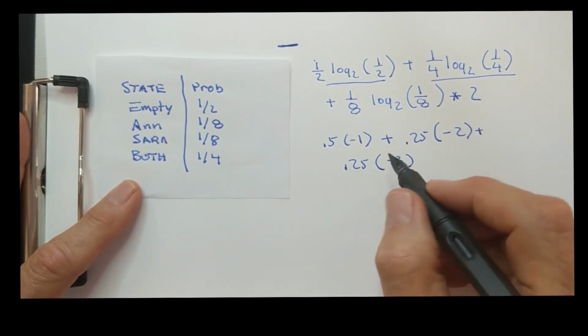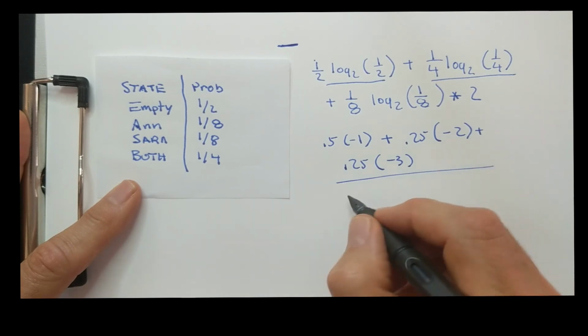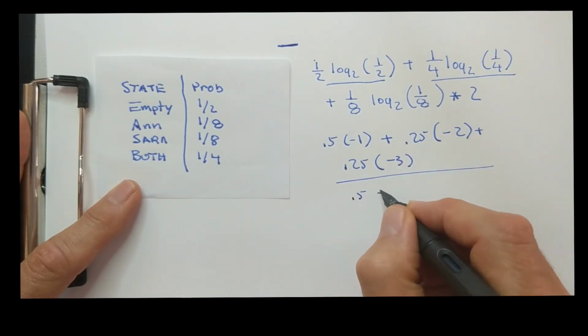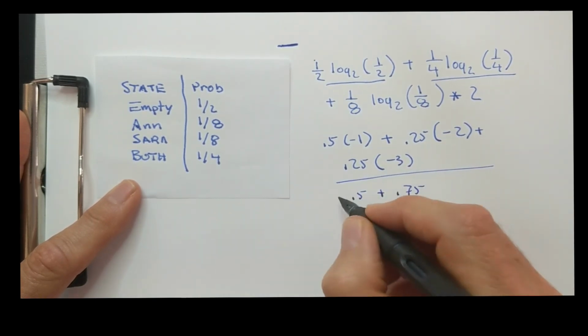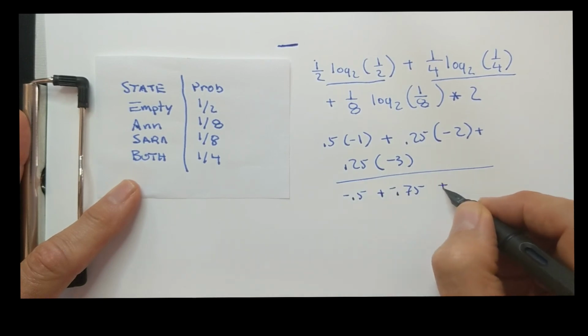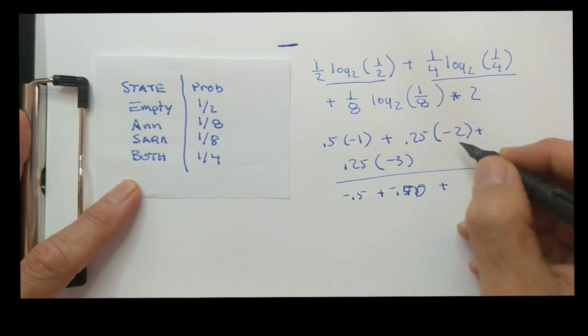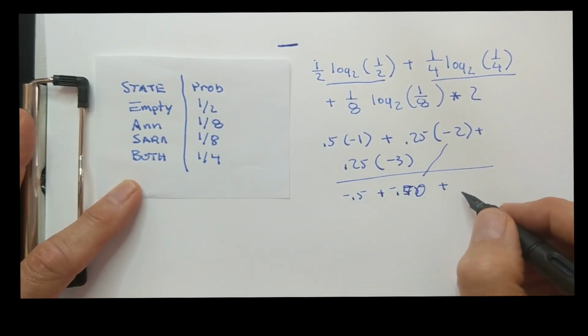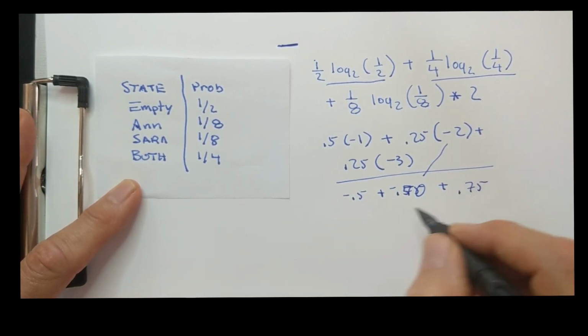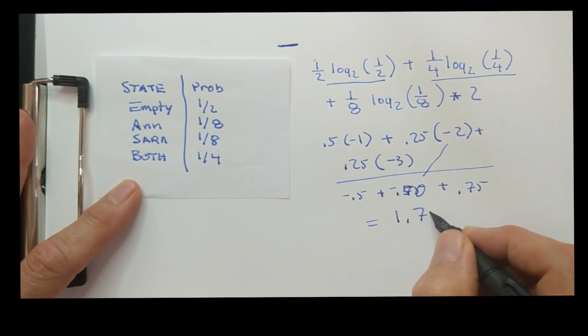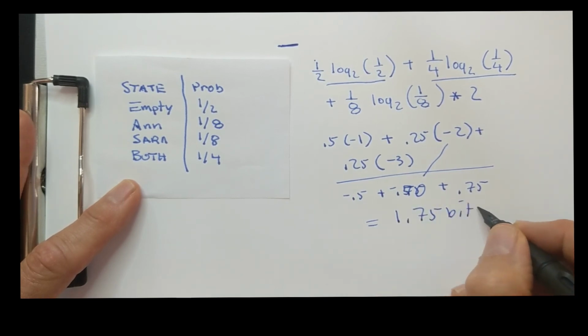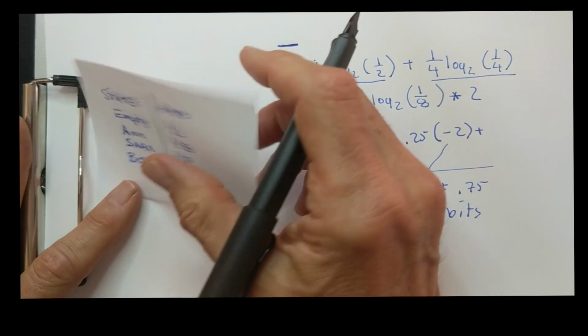So let's do that. So we get 0.5 plus 0.5, sorry, plus 0.75. These are all negatives. And that gives us 1.75 bits, which is what we came up with before. Cool.